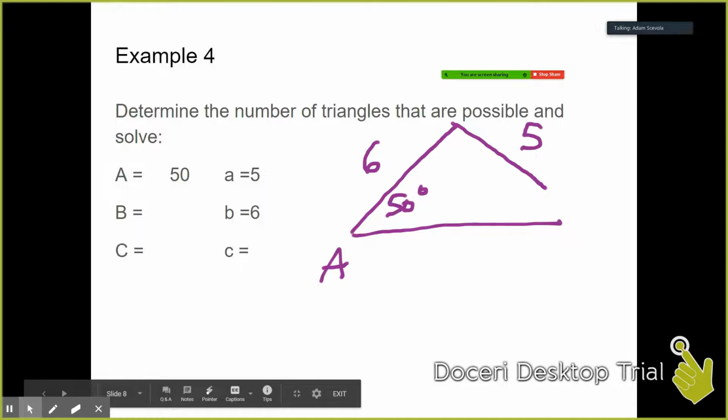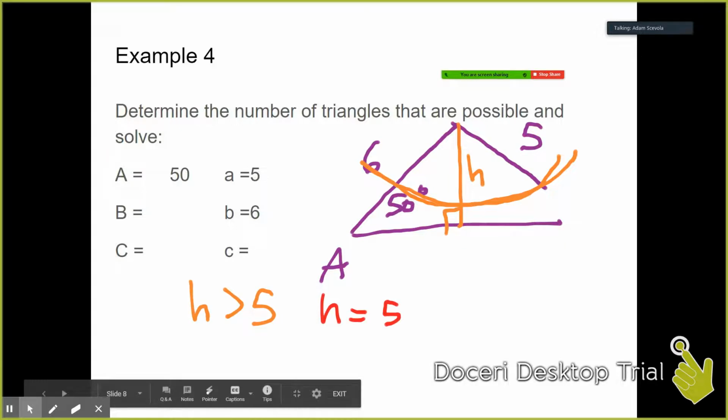So we have to find this height here again, and we're going to have to do SOHCAHTOA. Now, if the height is greater than 5, then that means that this won't be long enough. It won't reach. If the height comes out to be equal to the side opposite, then that's when you can make exactly one triangle. This would be no triangles.